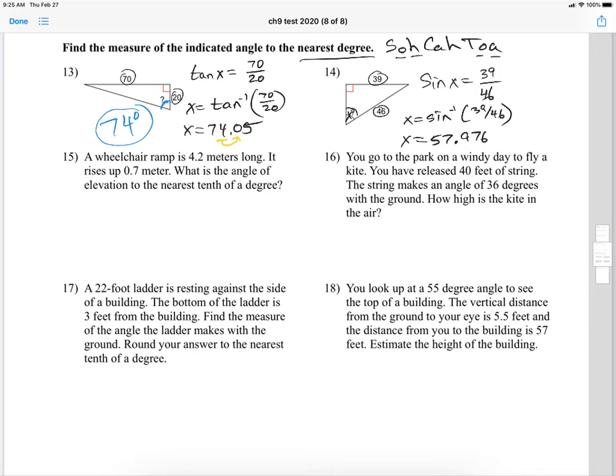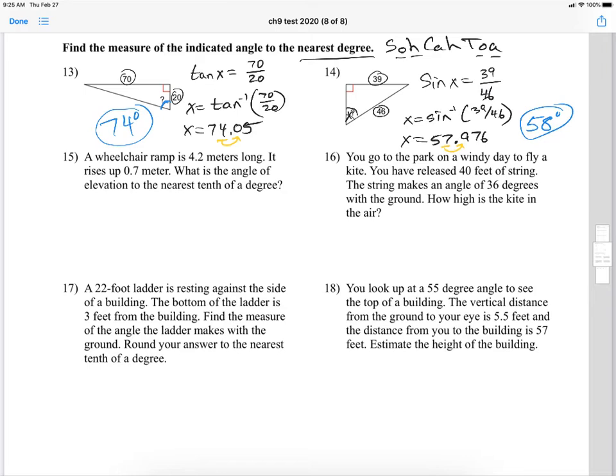57.976. Again, it goes to the nearest degree. So we need to look at this number, then to the right, that's a 9. So the answer should be 58 degrees. So part of math is knowing how to round correctly. You are graded on how you round, so make sure you do the rounding correctly.